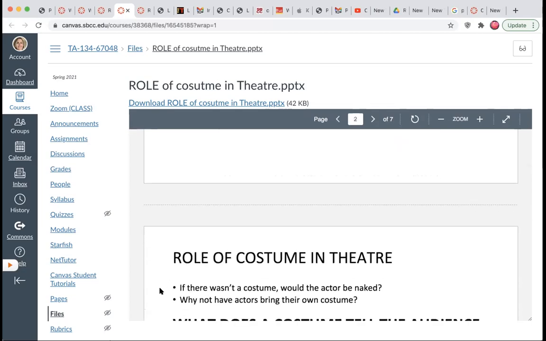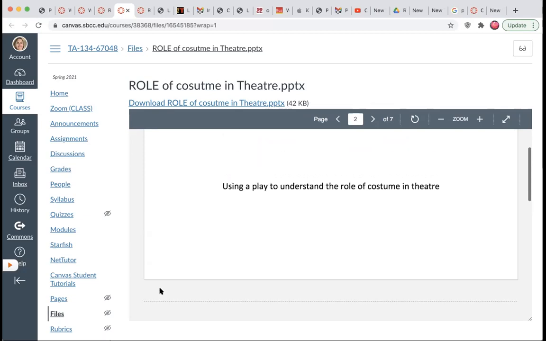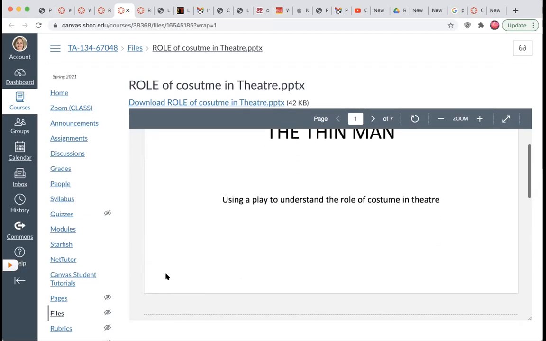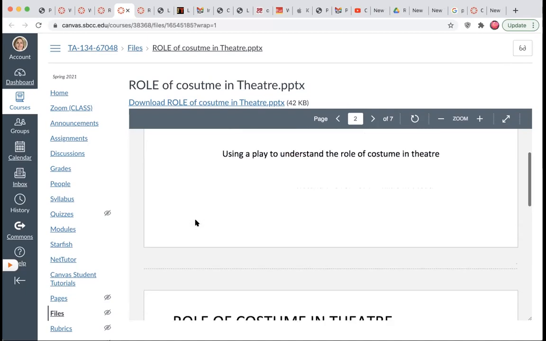So if there wasn't a costume, would the actor be naked? Why not have actors bring their own costumes? What would happen if the actor brought their own costume? Well, it'd probably be more contemporary. Yeah, but it wouldn't match. Yeah, well, I can tell you in the previous picture, it looks like some of those people brought their own costume, doesn't it?